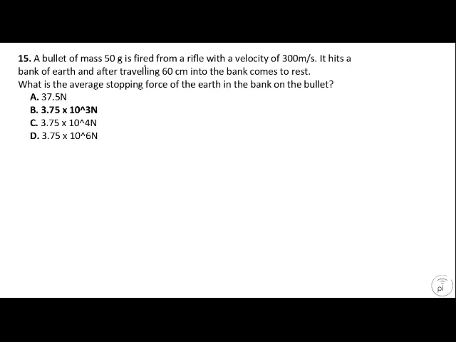15. A bullet of mass 50 gram is fired from a rifle with a velocity of 300 meters per second. It hits a bank of earth and after traveling 60 centimeters into the bank comes to rest. What is the average stopping force? F равно ma, да? Надо отсюда a найти, а мы знаем то, что L равно v final в квадрате минус v initial в квадрате делено на 2a, да? А у нас есть, кстати, здесь a равно минус.